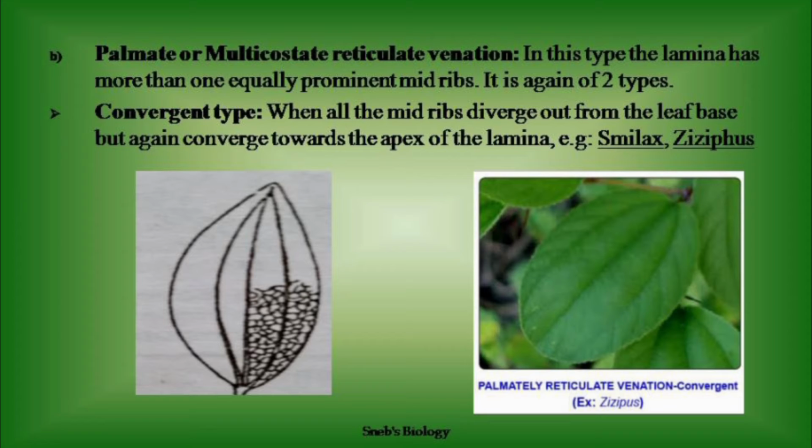Next is multicostate reticulate venation. If there are multiple main veins, then it is called multicostate. Here again, it is categorized into two parts. If all those main veins converge, then it is called the convergent type, for example, Ziziphus, Smilax, etc. In this leaf there are multiple main veins and all of them converge towards the tip. Branching is again network-like, so this is called convergent multicostate reticulate venation.